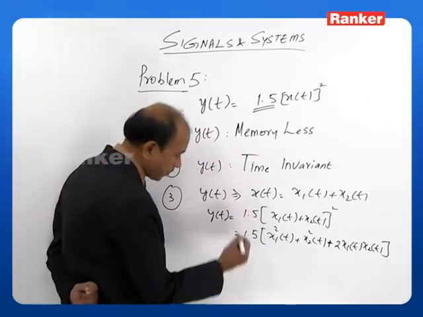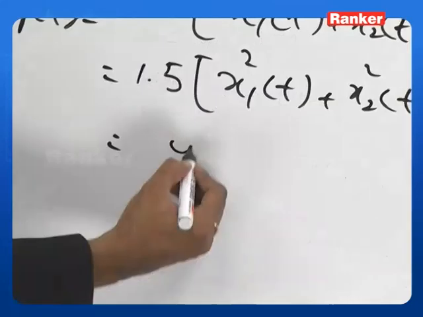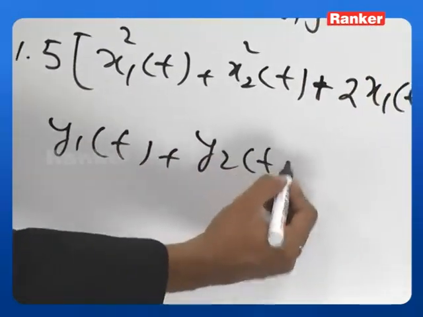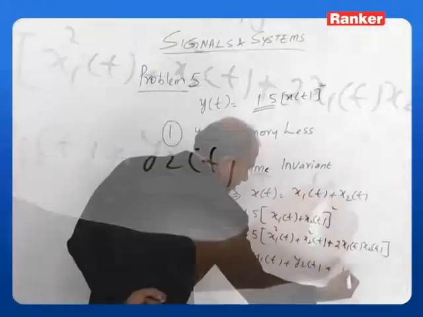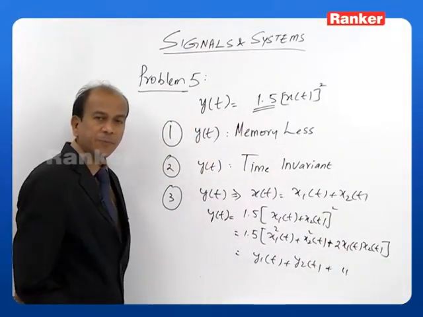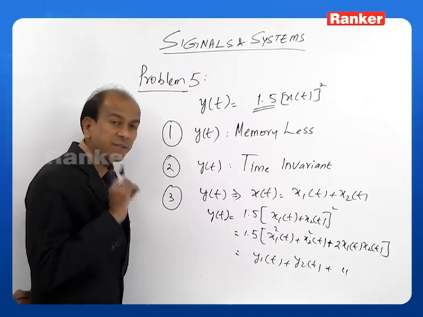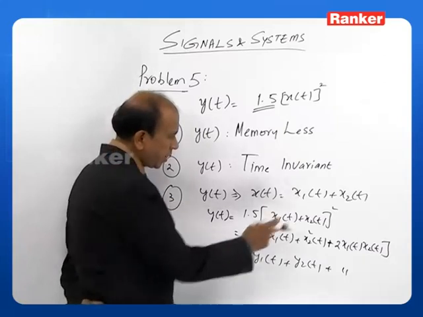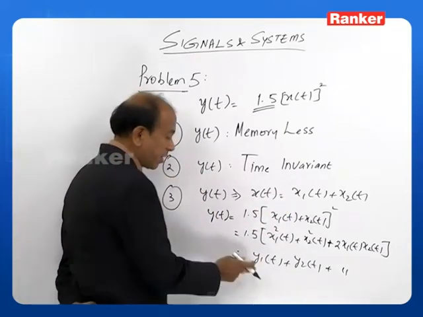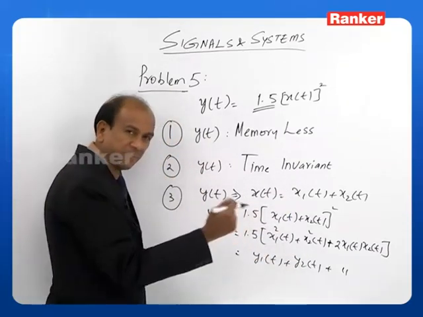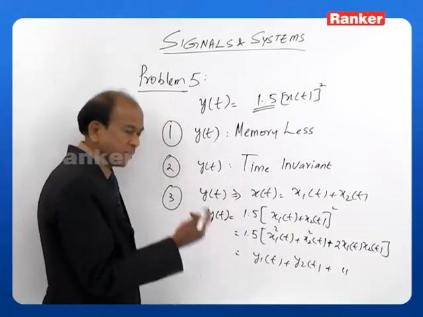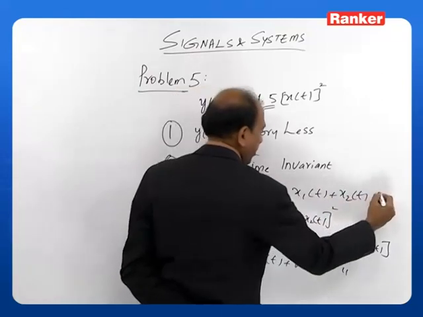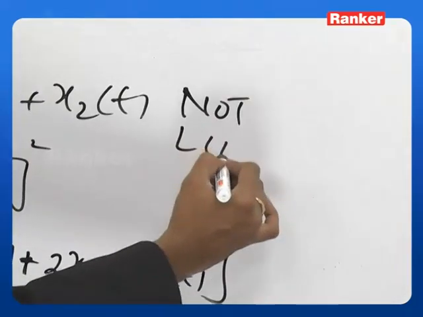Okay. Now, there is y1 of t involved here, plus y2 of t involved here, plus an extra term, isn't it? So, this is the extra term we have. For the linearity property to be satisfied, what do we have to show? We have to show the output is similar to the input. What is the input here? x1 of t plus x2 of t. So, part of it is y1 of t plus y2 of t, but something extra is there, 2 x1 of t x2 of t. So, the system is not linear. So, I can write this as not linear.